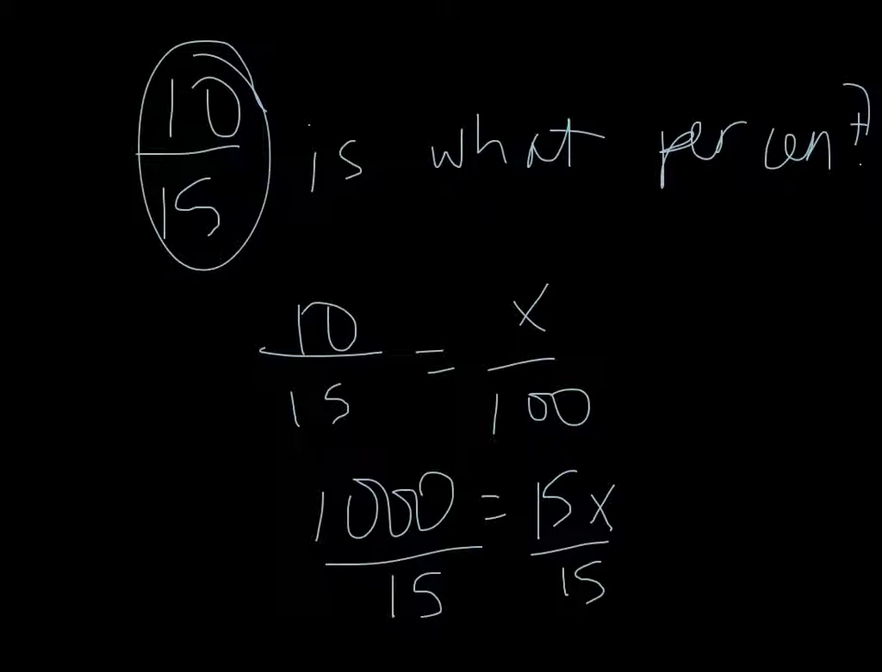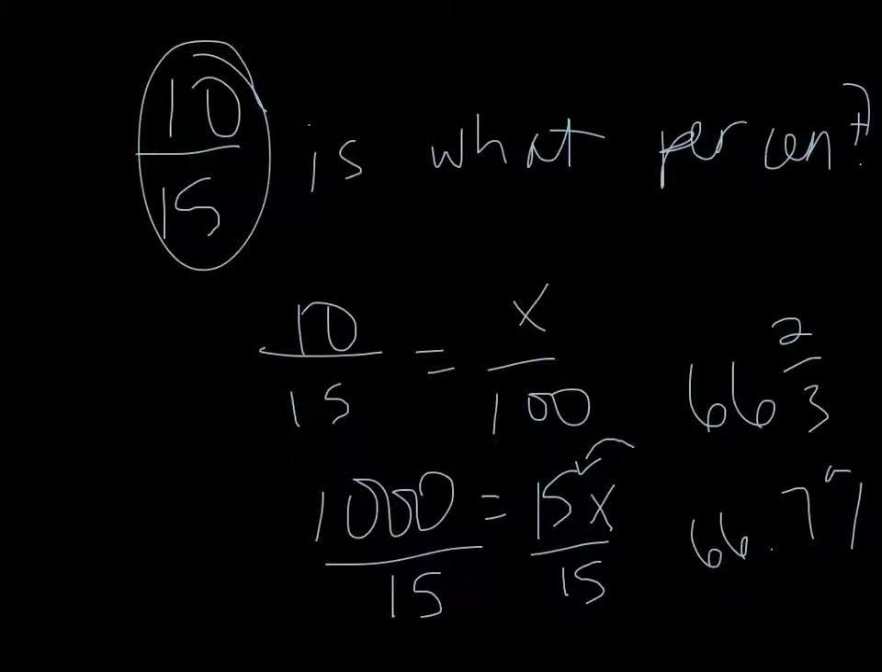Now again, we haven't really talked about equations yet, but all we're asking you to do is divide by the number in front of the x. So we'll talk about equations more as the year goes on. But anyway, 1000 divided by 15, that would be 66 2/3, or 66.7%.